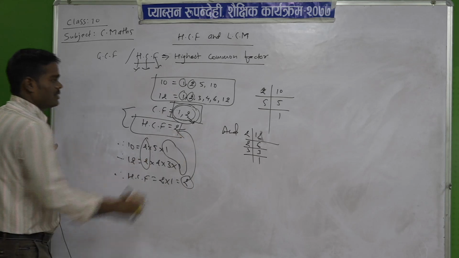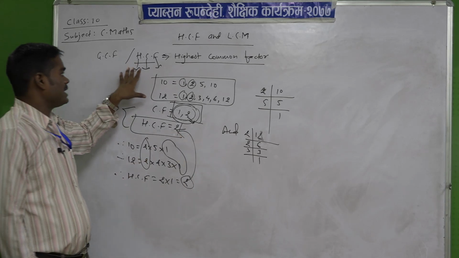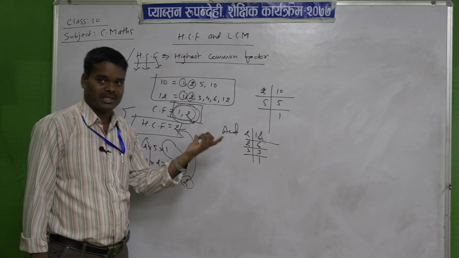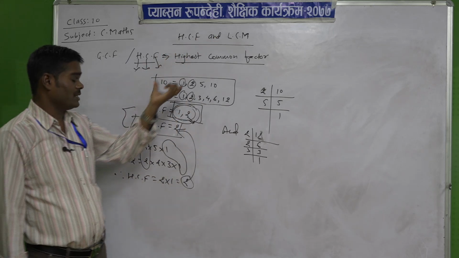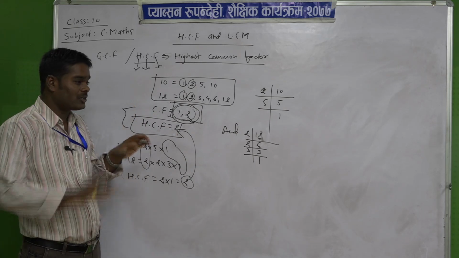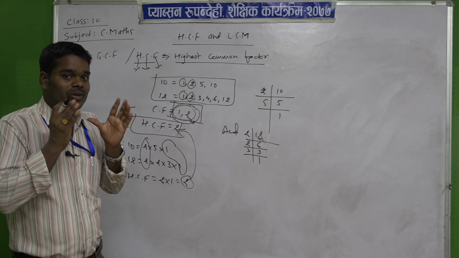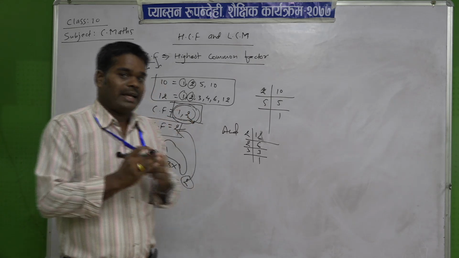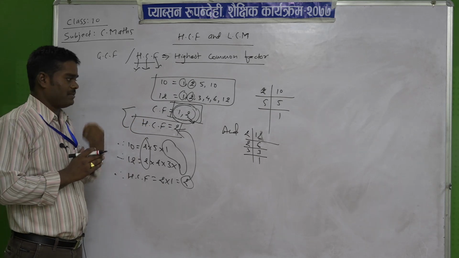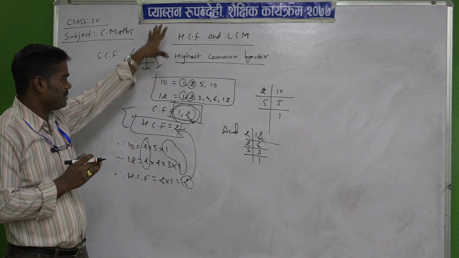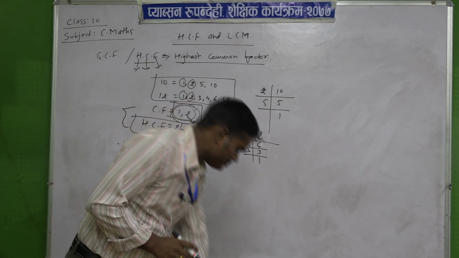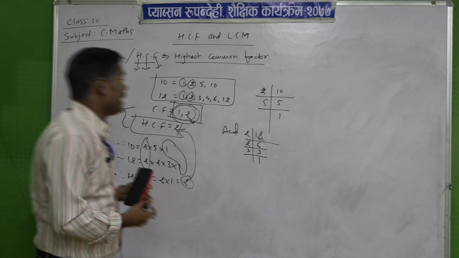See here, HCF means highest common factor. First you have to find out the factors of both numbers, then after you have to find out the common factors of both numbers, and then in the common factors you have to take the greater number, that is the HCF. This is the basic concept of the HCF, my dear students. And then after let us move toward the LCM.